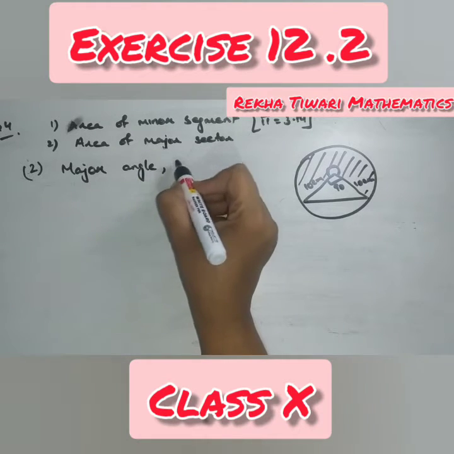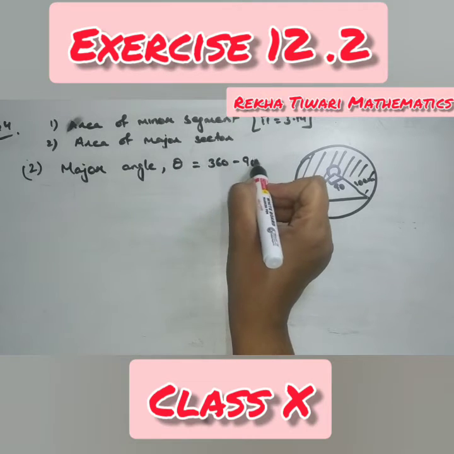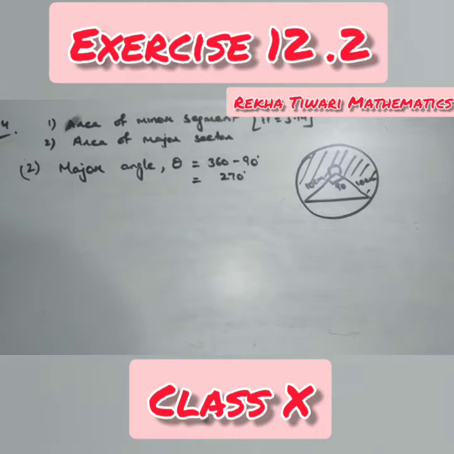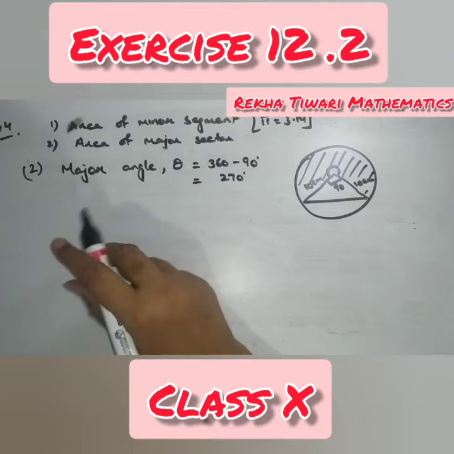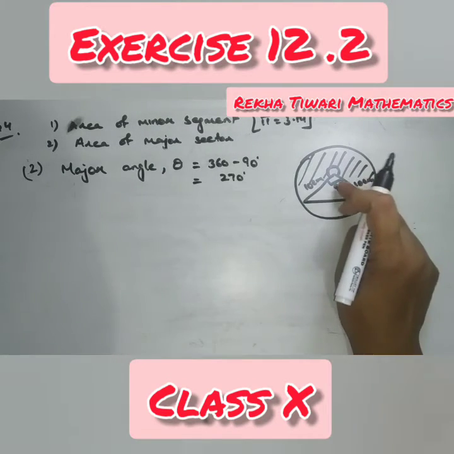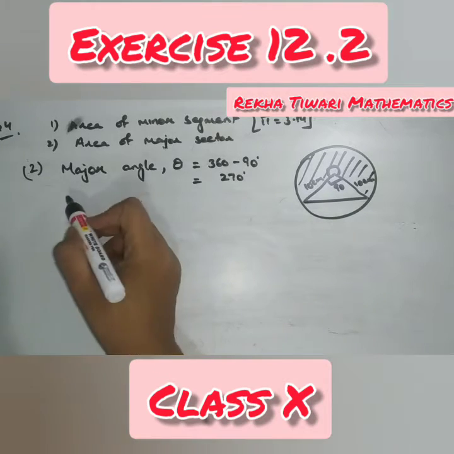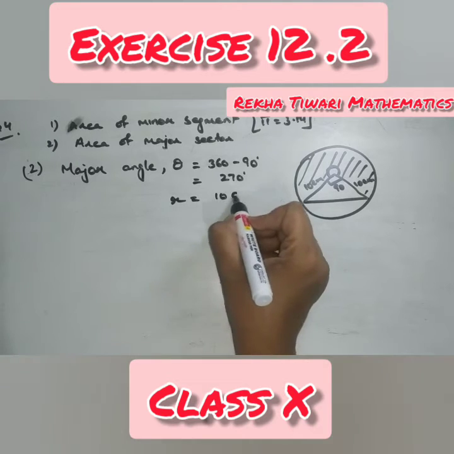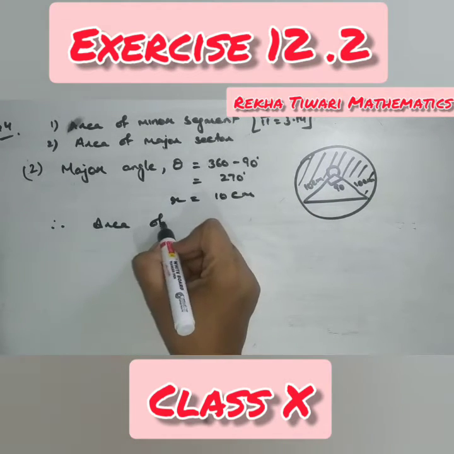What is the major angle? Let us again denote this by theta. This is 360 minus 90, which comes out to be 270 degree. If you have to find out major sector, major angle is required. Okay. So major angle theta is 360 minus this minor angle, that is 90. It comes out to be 270. And radius is 10 centimeter. Radius remains the same.